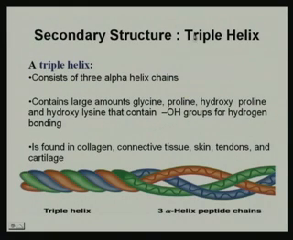In the secondary structure, we can also get the triple helix. It consists of 3 alpha helical chains. It contains a large amount of glycine, proline, hydroxyproline, which is a derivative product of proline, and hydroxylysine that contains the OH group for hydrogen bonding. It is found in collagen, connective tissue, skin, tendon and the cartilage of the body.